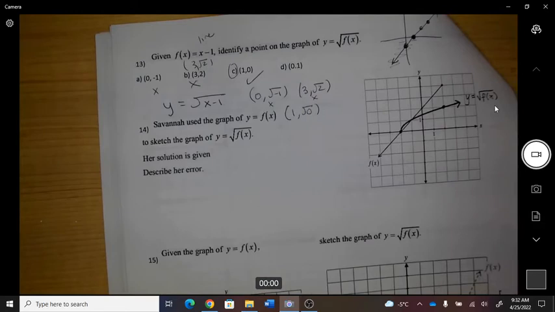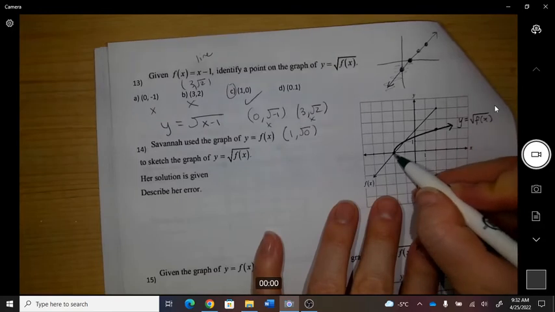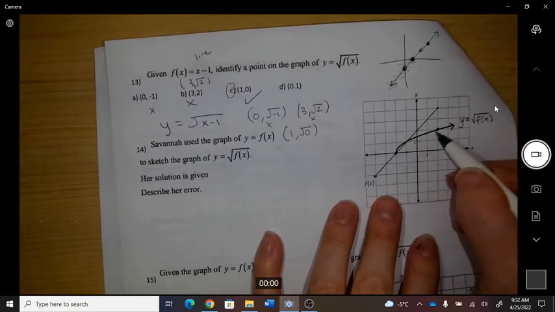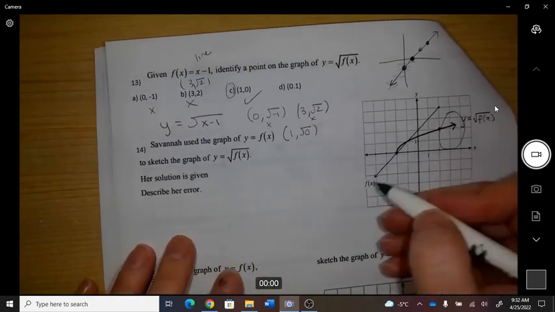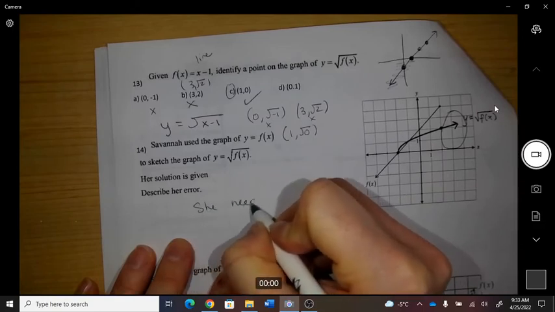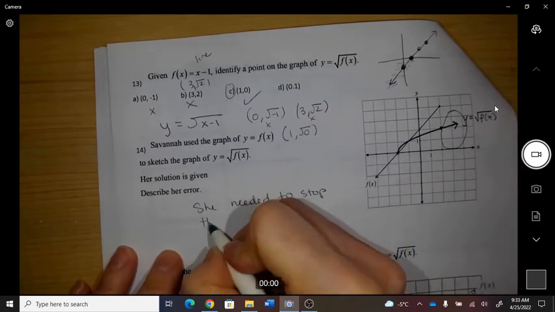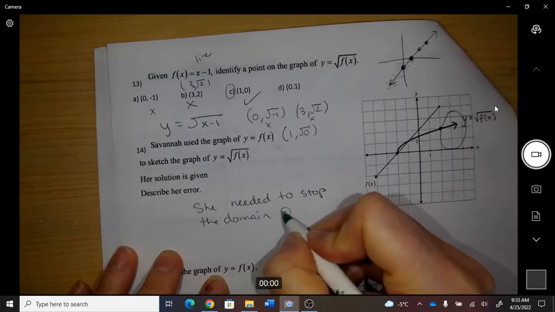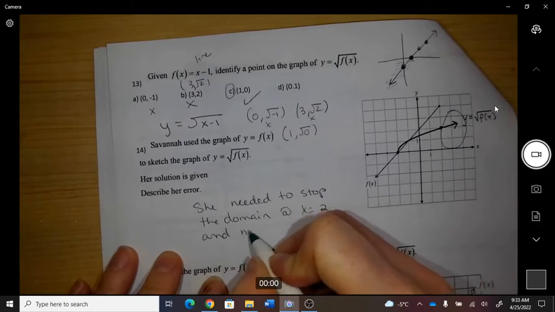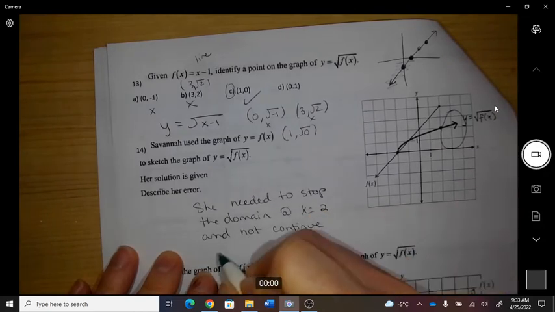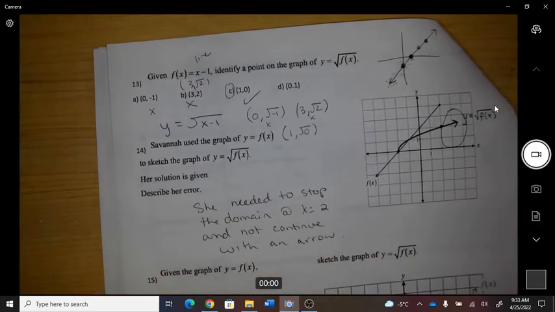So Savannah was trying to graph this, and the solution was wrong. So what's wrong with the solution? So this is good, 0, 1, over, under. This is the portion where the error was made. So she needed to stop the domain at x equals 2 and not continue with an arrow. Okay, there should be no arrow on that end.